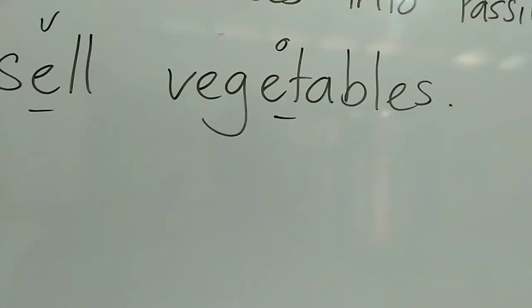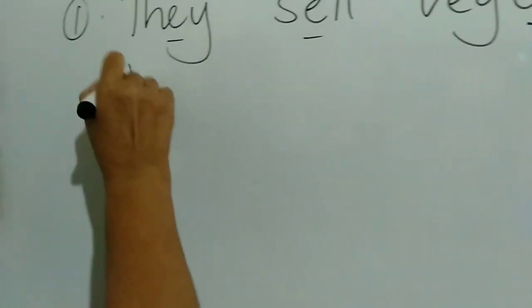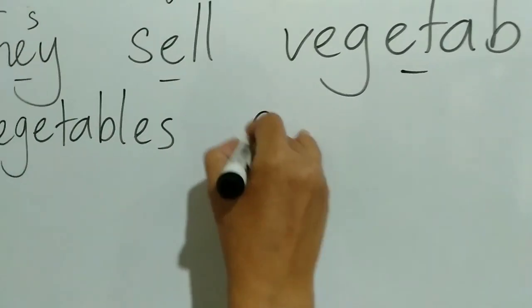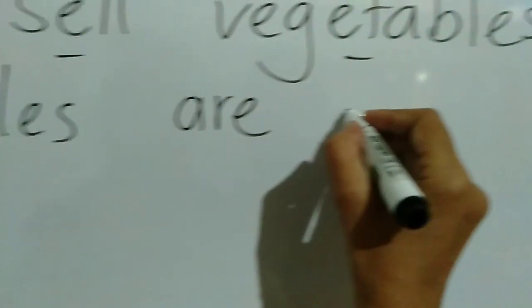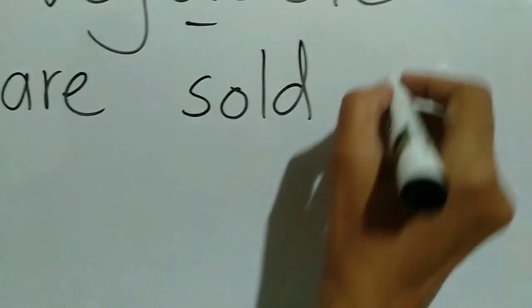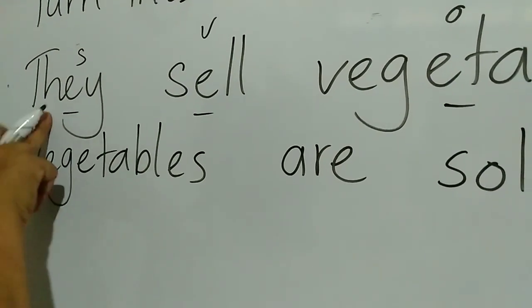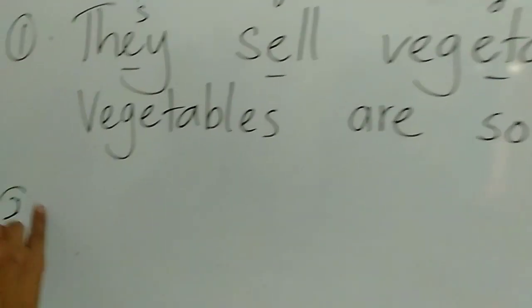The formula you remember, you apply for the passive sentence, am, is, are plus past participle. Then take this object as a subject, vegetables. Then as this is plural, are. Then the participle form of this verb sell, sold, by. This is the subject pronoun. When we take this as the object pronoun, them. Okay, let's see next.